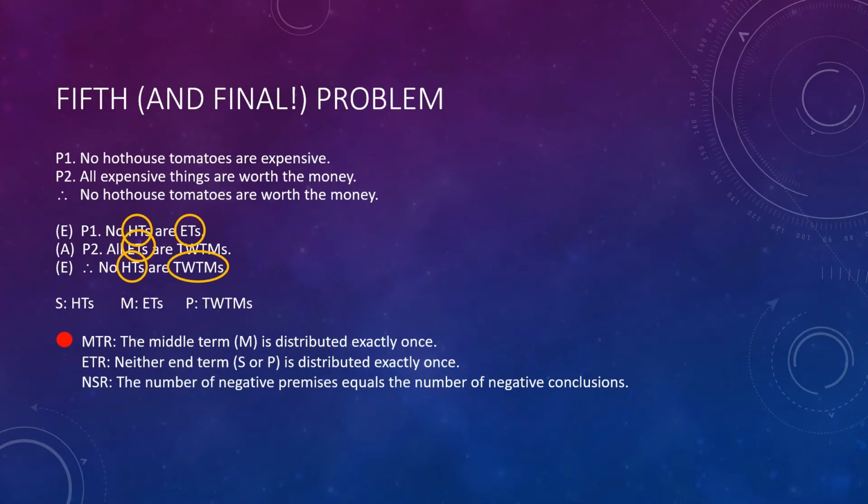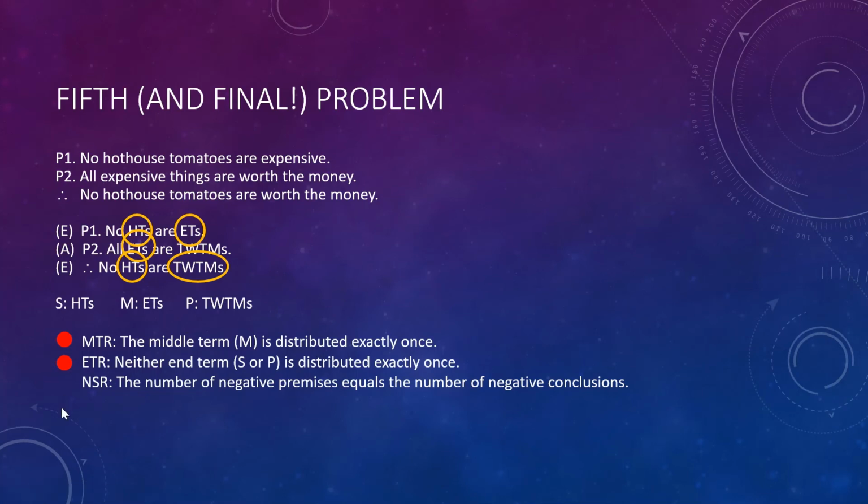Let's look at the end term rule. It says that neither end term is distributed exactly once. When we look at the subject term, that's right. It's not distributed exactly once. It's distributed twice. When we look at things worth the money, however, we see that it's distributed in the conclusion, but not in the second premise. That means it is distributed exactly once, but that violates the end term rule.